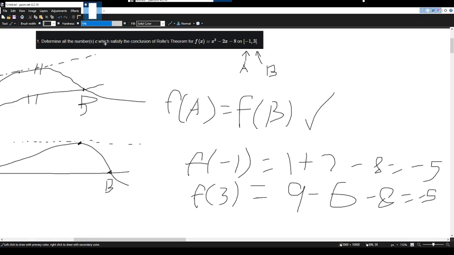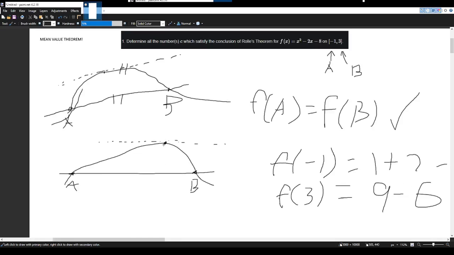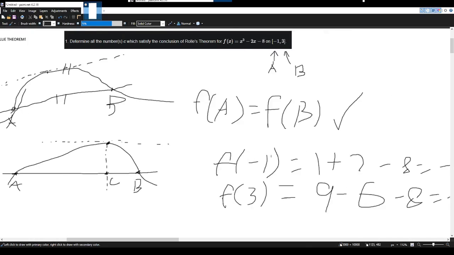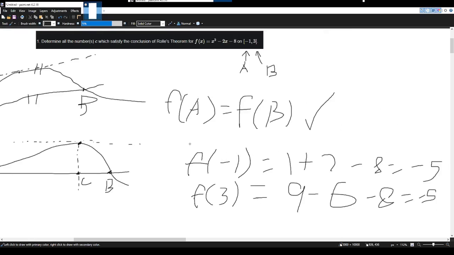So all the numbers C. C refers to the x value where the derivative is 0. So if we're looking at this right here, this x value would be C. So this is what we're trying to find. We know the slope is 0 somewhere, but we have to find where.